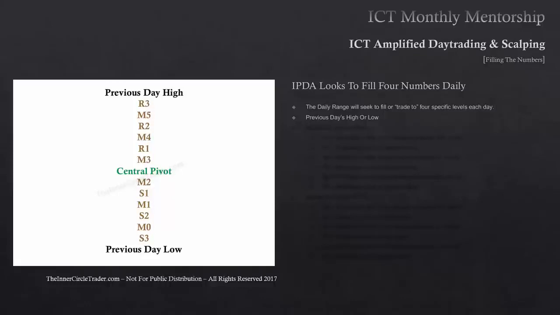It doesn't have to happen because the daily range could be smaller than will be required to get to the previous day's high or low. But generally, we're looking for a retest or trade through previous day's highs and lows as a day trader.